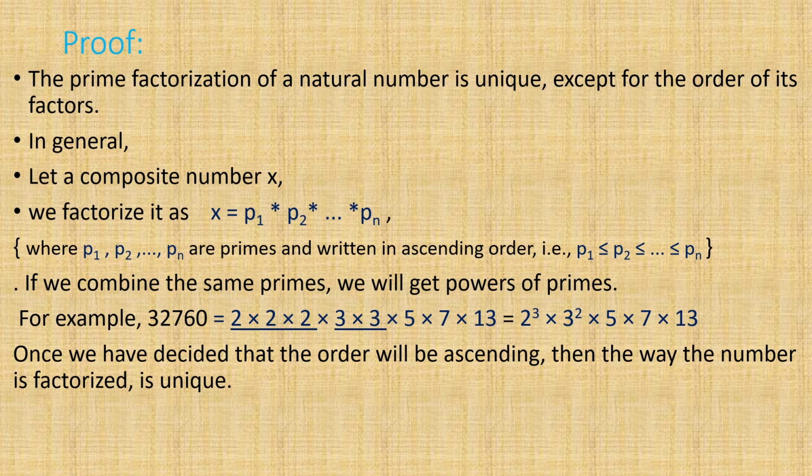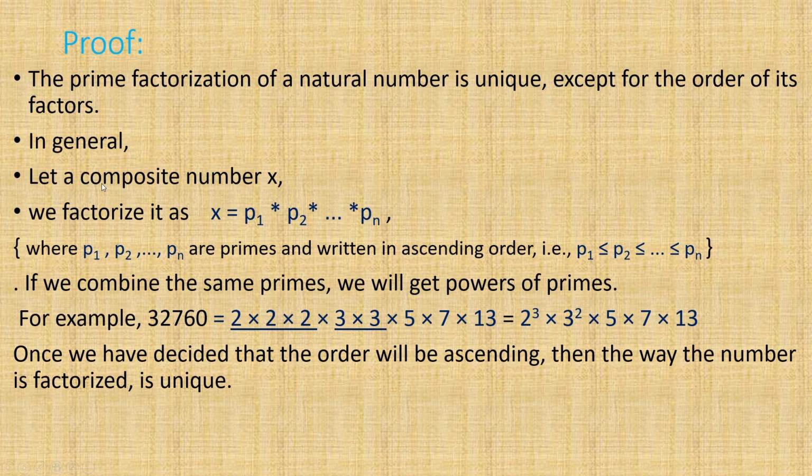So here this is the proof. For proving this, we can write in a systematic way. Here the prime factorization of a natural number is unique, except for the order in which its factors occur. Okay, so this is the same as the fundamental theorem of arithmetic. Once again it is written here: the prime factorization of any natural number is unique except for the order of its factors.